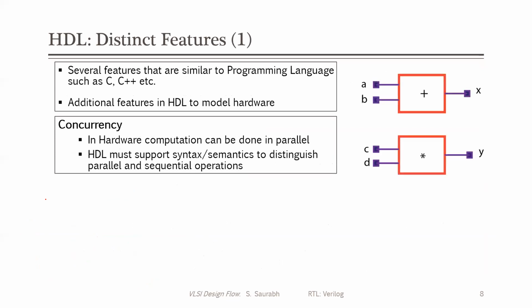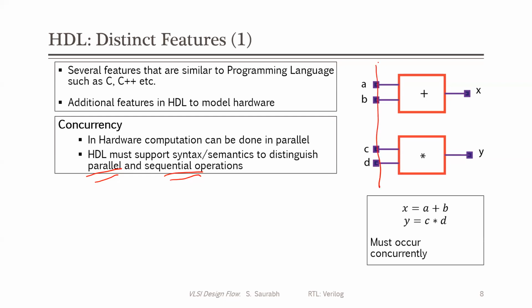So concurrency means that in hardware, computation can be done in parallel. For example, an HDL's syntax and semantics should be able to distinguish between two kinds of operation, right? The parallel and the sequential operation. For example, in this circuit, this will work in a parallel manner. If you apply A, B here, signal X will change irrespective of what is happening in C and D, right? And if you apply a change to C and D, the Y will change irrespective of the other part.